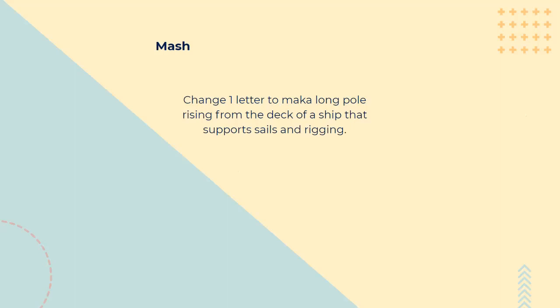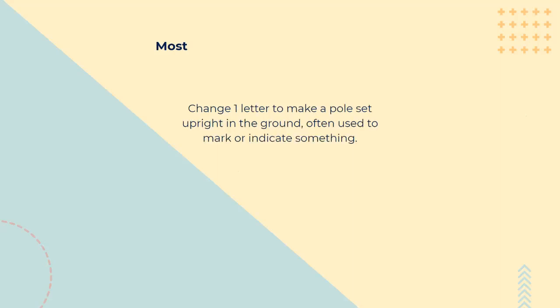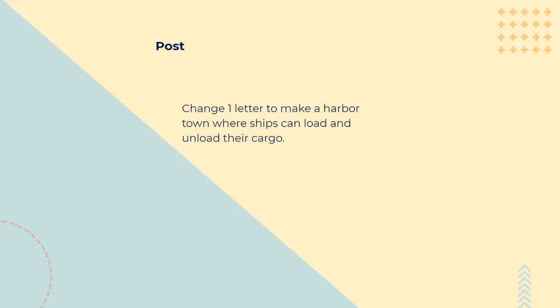Now change one letter to make a long pole rising from the deck of a ship that supports sails and riggings. Mash becomes mast. Change one letter to make the opposite of least. Mast becomes most. Change one letter to make a pole set upright in the ground, often used to mark or indicate something. Most becomes post. Change one letter to make a harbor town where ships can load and unload their cargo.